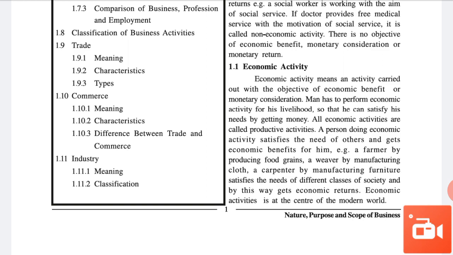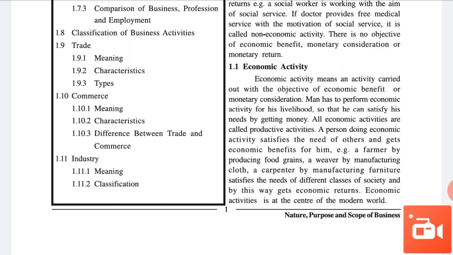Then a person doing economic activity satisfies the needs of others and gets economic returns for himself. For example, a farmer by producing food grain, a weaver by manufacturing cloth, a carpenter by manufacturing furniture, satisfy the needs of different classes of society and in this way get economic returns like monetary returns and satisfy their needs.